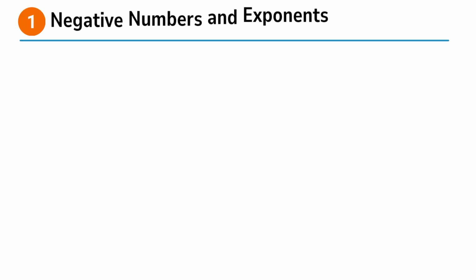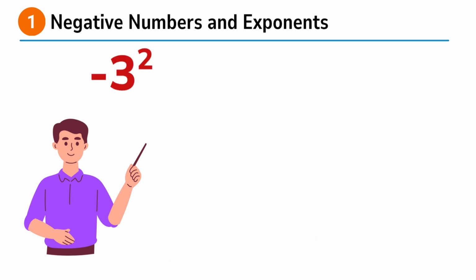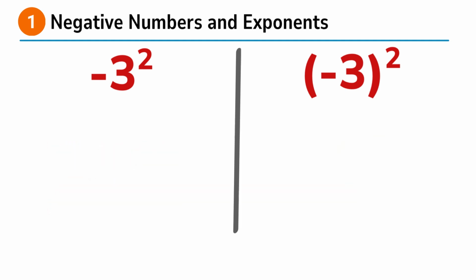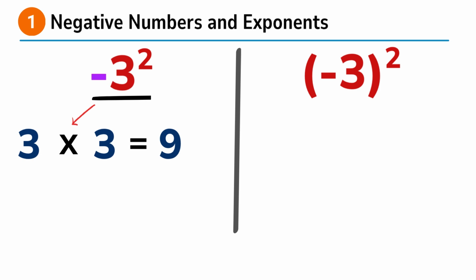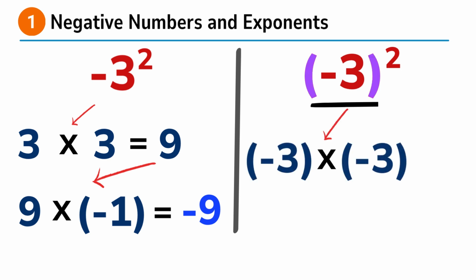Ready? Let's get started. 1. Negative numbers and exponents. First up, the classic trap. Negative 3 squared versus negative 3 squared. Now here's the trick. The order of operations matters. In negative 3 squared, the square applies to 3 only, and then the negative is applied after. Therefore, we get negative 9. But in negative 3 squared, the parentheses make the negative part of the base. So squaring negative 3 gives us positive 9. See how those tiny brackets completely flip the answer?